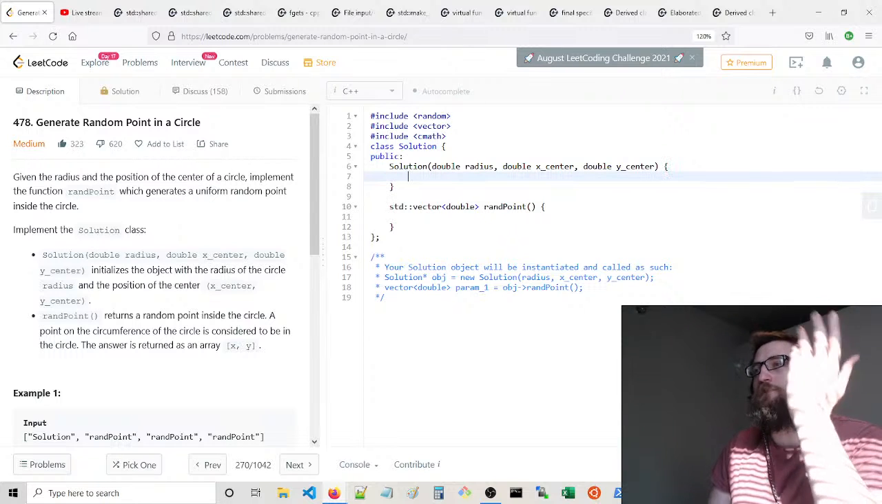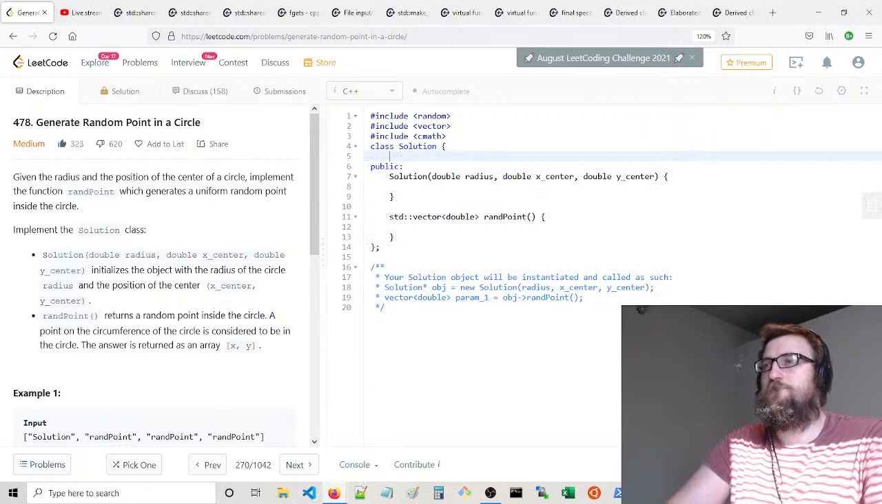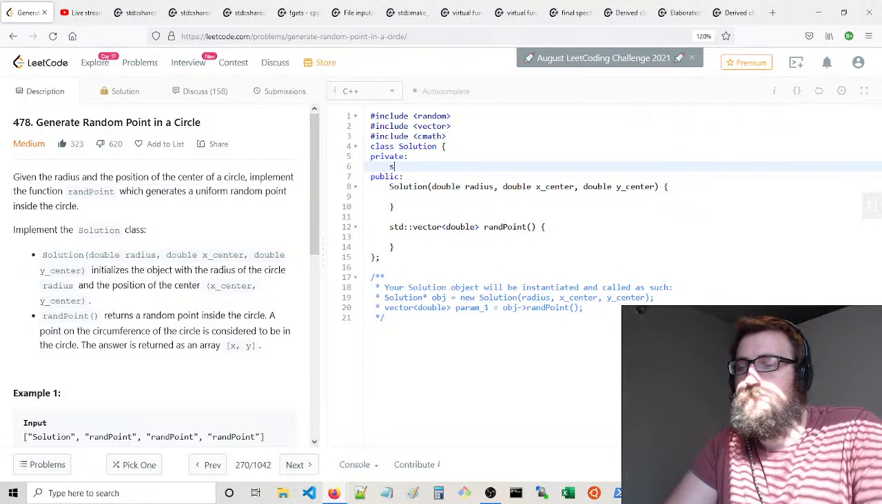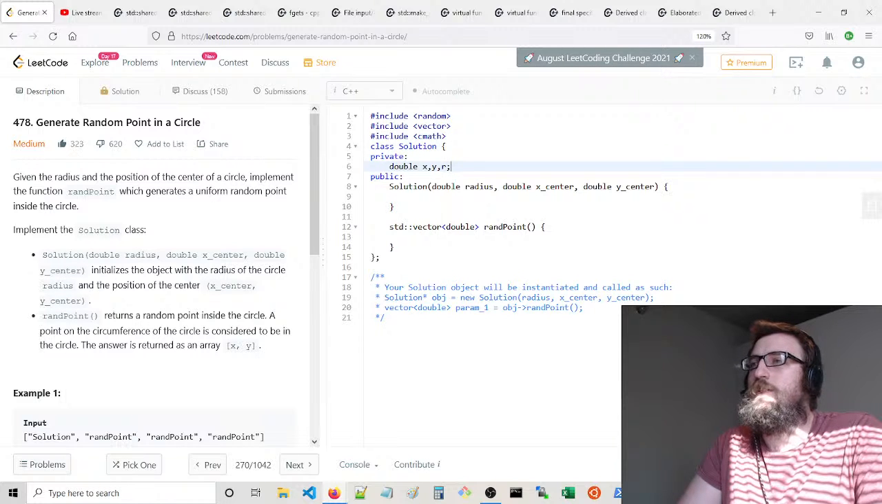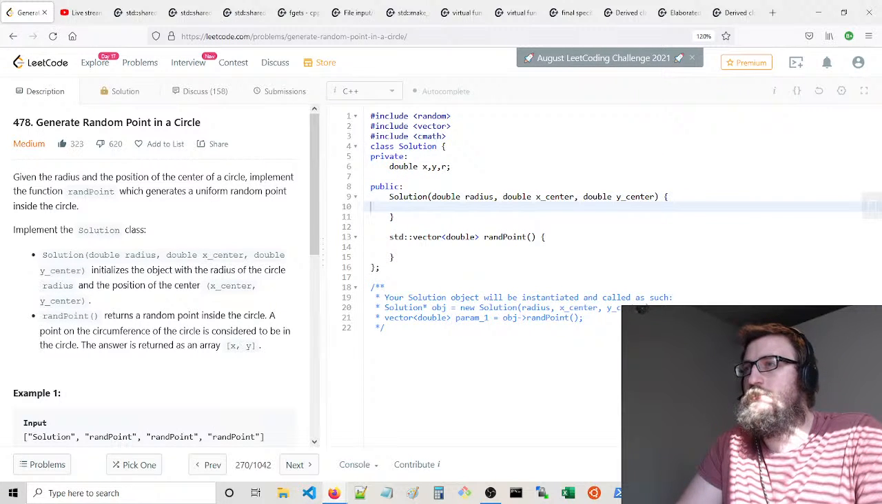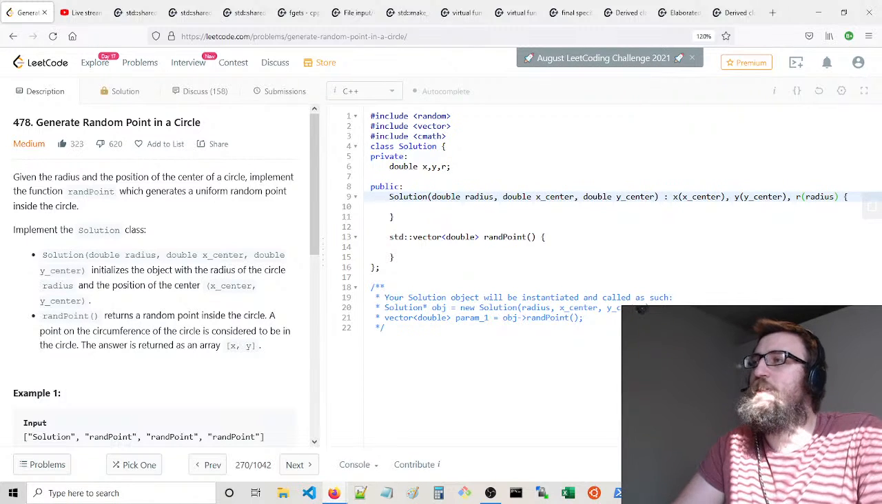It's very simple in that regard, but in reality it's actually kind of a problem. It's not that simple. You would get it wrong if you just did that, and I'll explain why. So we'll say double x, y, and radius, and we'll have an initializer list for x center, y center. I was really nervous about submitting this one too, because there's got to be something I'm doing wrong, but it's actually really dumb, the thing that I got wrong.